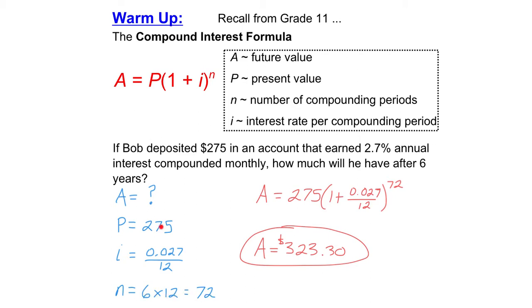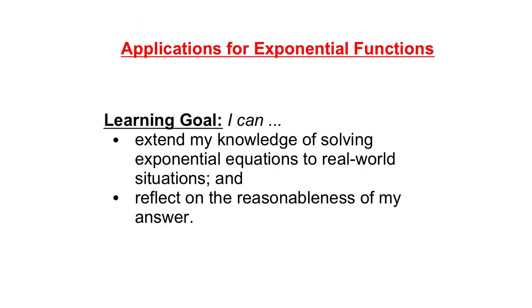Okay, so we know what all our values are. You plug that into the equation. You just type that into your calculator, and you should get that answer. $323.30. That's how much you'll have after 6 years. And this leads into our lesson for now, which is applications for exponential functions.